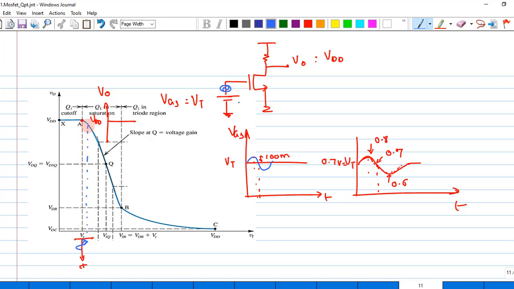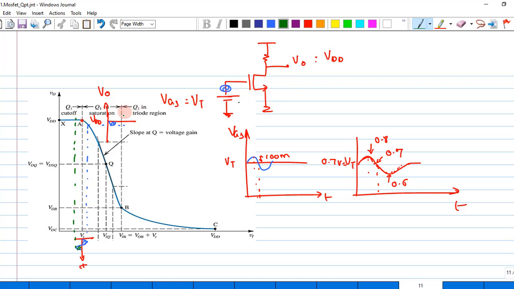I'm just trying to intersect with my output graph, due to which this spot actually gets reflected at this particular point. So whenever there is a positive cycle, the same cycle is reflected at the output here. But what happens when I go for the negative cycle at this particular point? This spot would then intersect the same value of VDD.